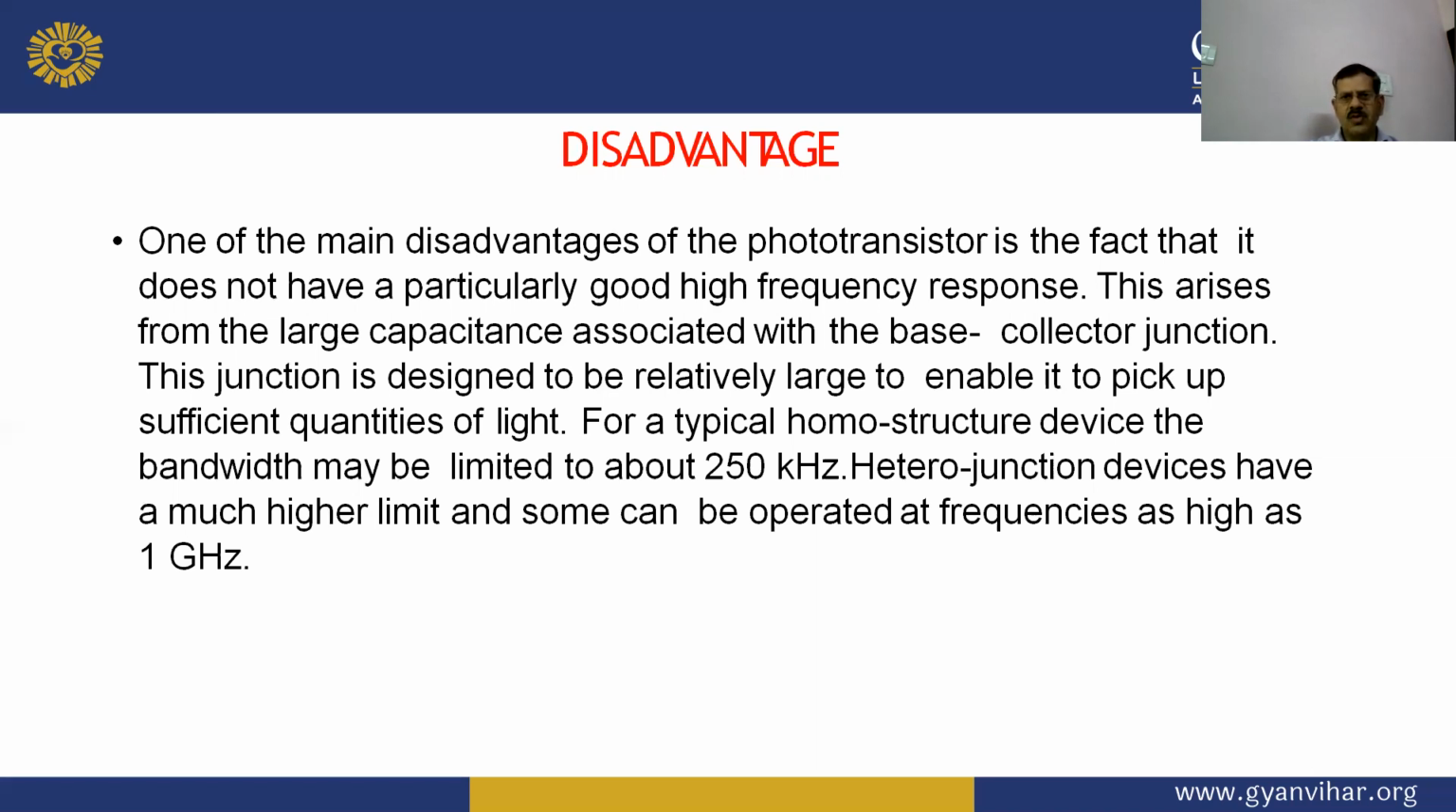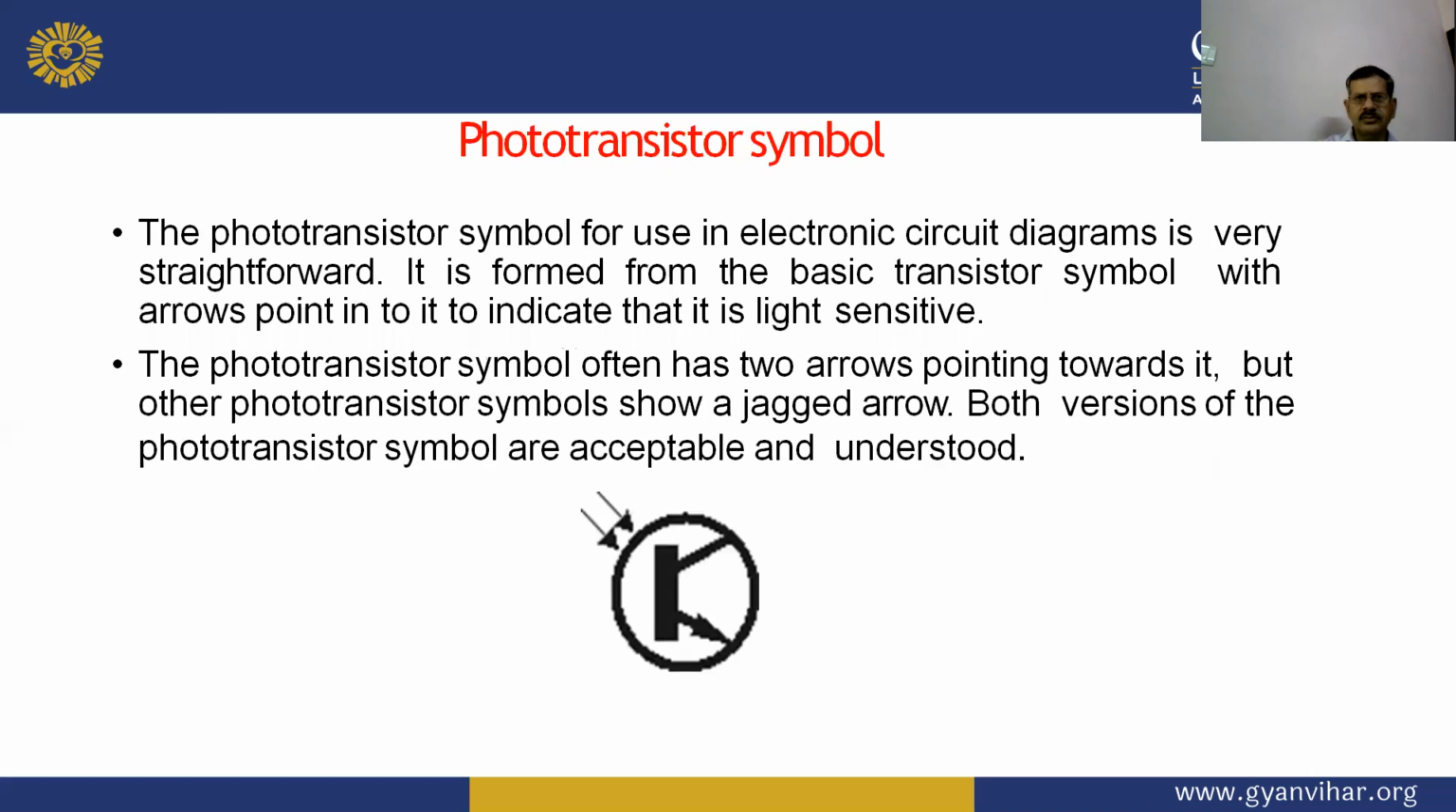For a typical homostructure device, the bandwidth may be limited to about 250 kHz. Heterojunction devices have a much higher limit and some can be operated at frequencies as high as 1 gigahertz. So this is the very high frequency, 1 gigahertz.